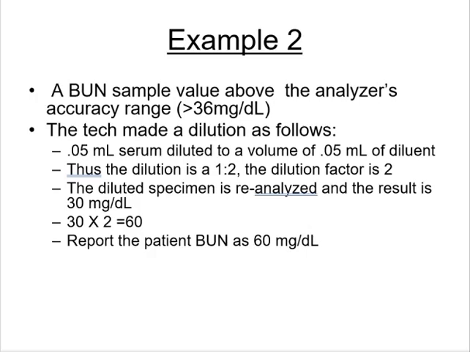Thus, this was a dilution of 1 to 2, so you have a dilution factor of 2. The diluted specimen was reanalyzed and the result was 30. So you take the dilution factor, multiply by the reanalyzed result, and you get 60. So you can report out the patient's BUN result as 60.